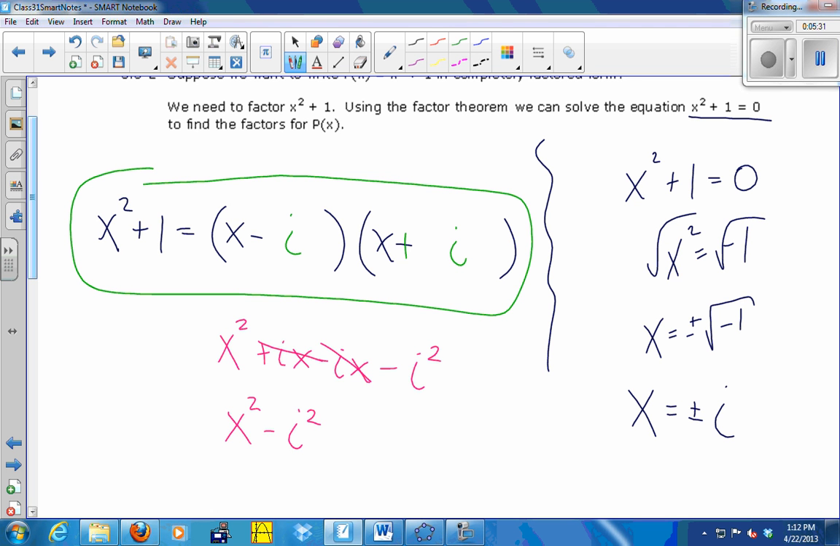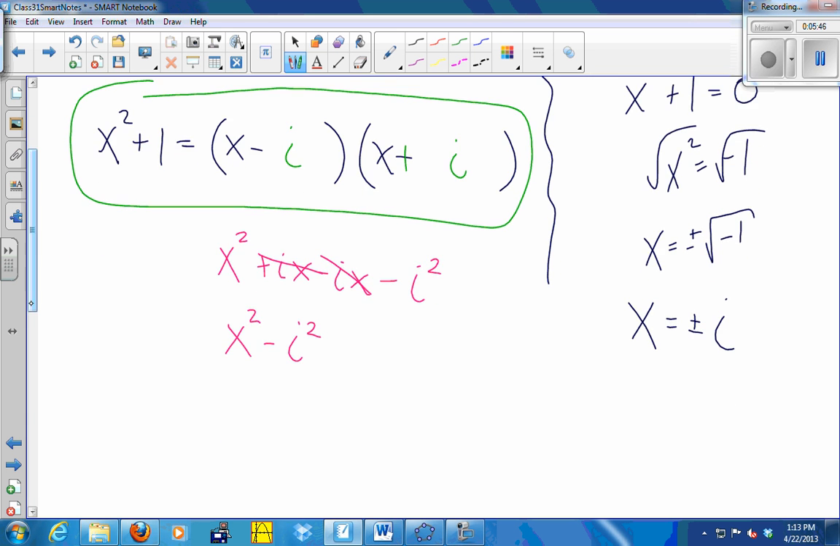But what does i squared equal? Negative 1. Yeah, because we said i is going to be the number that when you square it gives you negative 1. That's how we invented it. So this says, whoops, that was a minus. So this says x squared minus, and then replace the i squared with a negative 1, and you get x squared plus 1. So you do get the original function back when you multiply out the two factors.